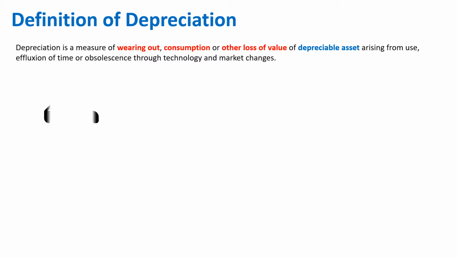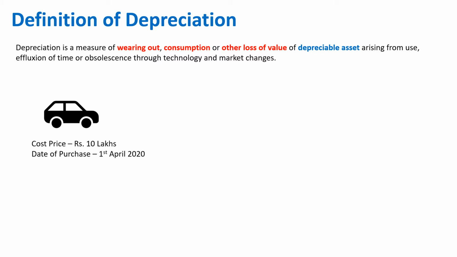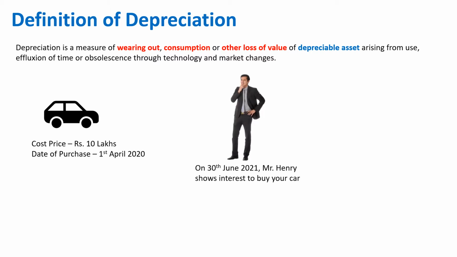Now let's take quickly one example. You have a car. The price is 10 lakh rupees and you buy this car on 1st April 2020. Now after 1 year, on 30th June 2021, Mr. Henry shows interest to buy your car, and you are also ready to sell it because you want to buy a new car. You want to sell this car. So Mr. Henry is ready to buy.